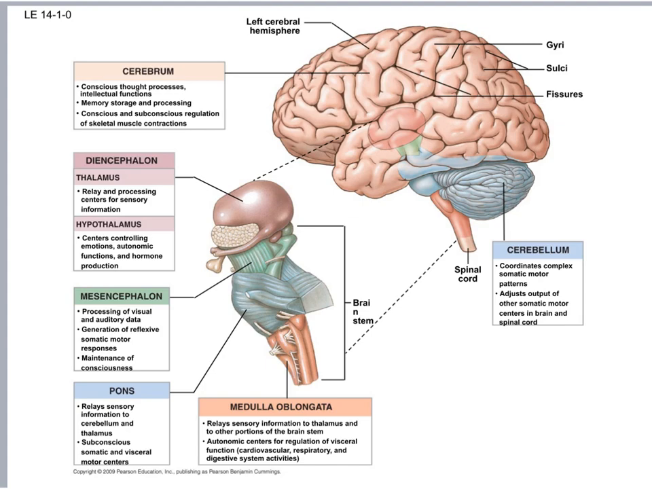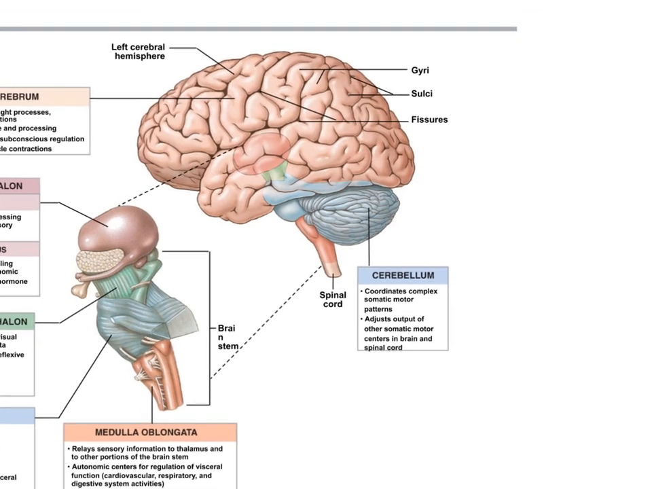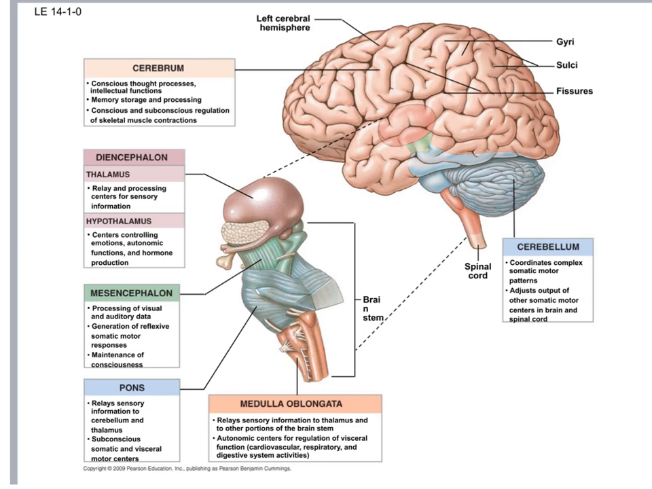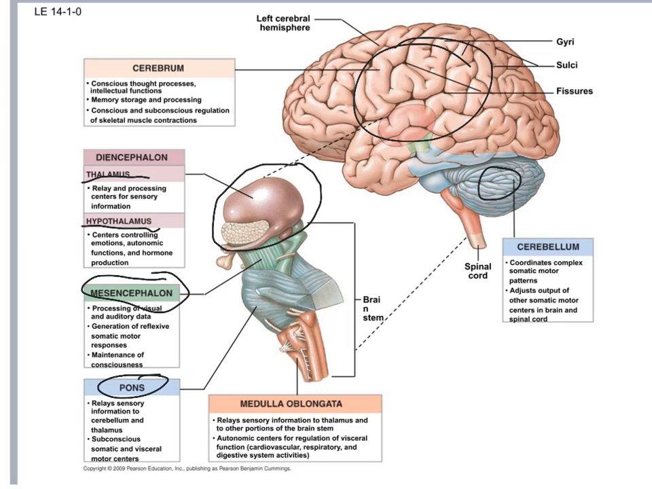We had talked about, in general A&P, the cerebrum. This is the cerebrum. That's the largest part. We talked about the cerebellum, which is the second largest part. We talked about the diencephalon, and the diencephalon contained the thalamus, the hypothalamus, and the epithalamus. And then we also talked about the brainstem. And the brainstem includes the mesencephalon, the pons, and the medulla oblongata. And many times we call the mesencephalon the midbrain, right?